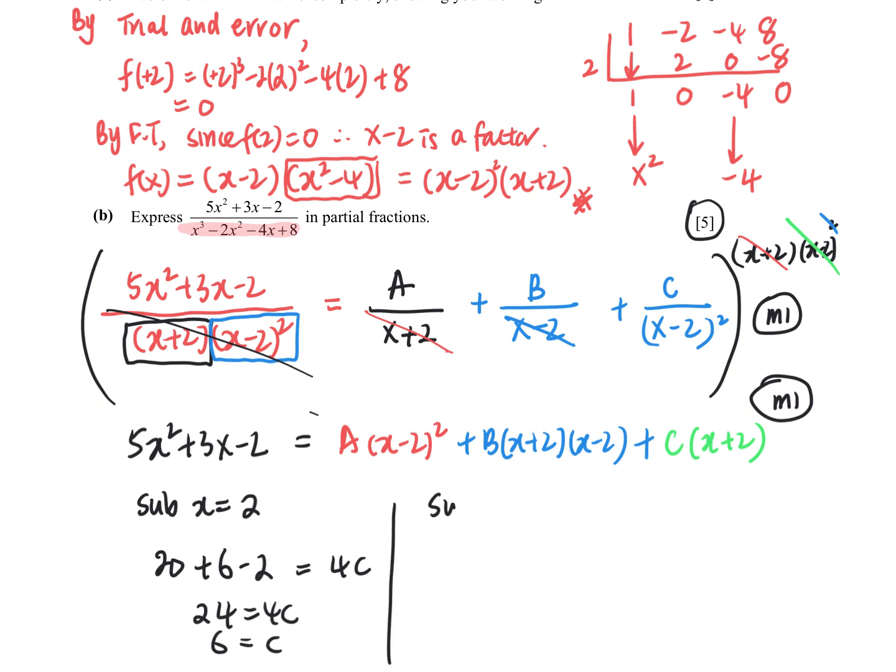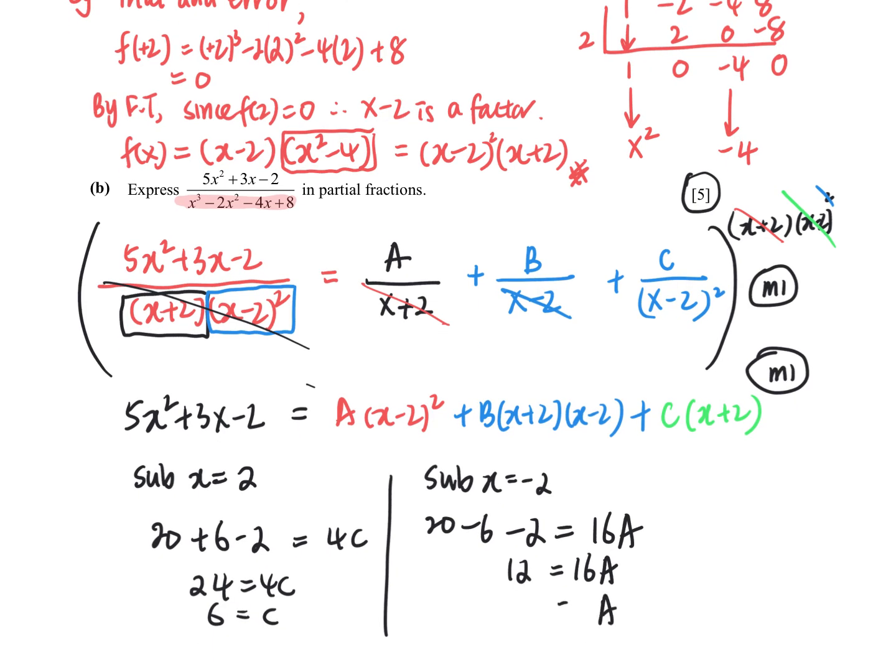Okay, next one is sub x as minus 2. So you also get 20 minus 6 minus 2. This 2 will be gone. So when this 2 is gone, you will get 4 squared, so 16a. 14, 12. Oh, it's a fraction. Check, correct or not? So 3/4, is it? Yes.